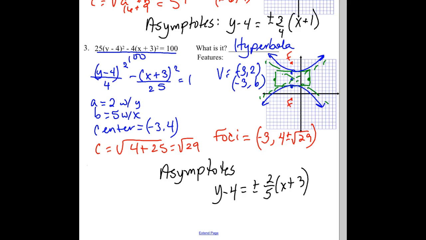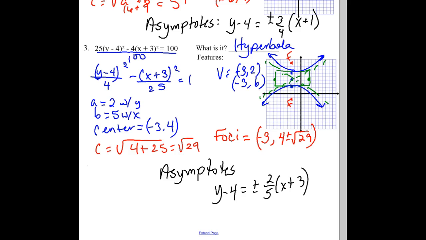I found a to be 2 since the first term is a 4, that's a squared. B would be 5. The a is paired with y and the b is paired with x. So from my center point, I went up 2 and down 2, and I went left and right 5 each, and made my box and drew in my branches touching the vertices.